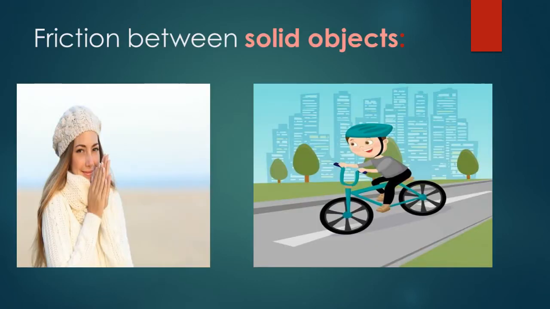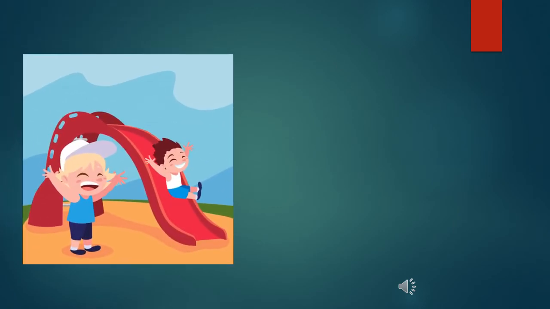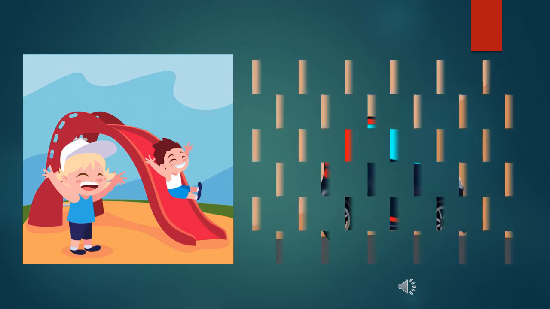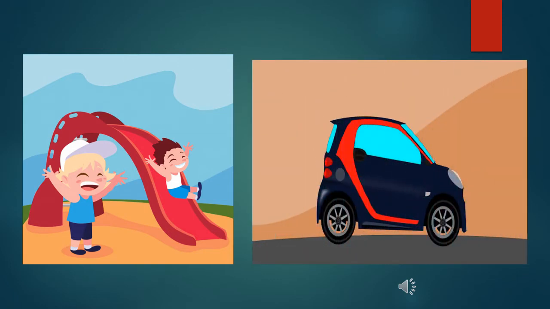Let's see some examples about the friction between solid objects. Like when I rub my hands together, here my hands are solid, then the two surfaces are solid objects. Also, when I ride a bike, here there is a friction between the bike tires, which is a solid, and the road, which is a solid also. Another example, when I slide down on a slide, there will be a friction between my body and the slide. When a car moves on a road, also there will be a friction between the car tires and the road.